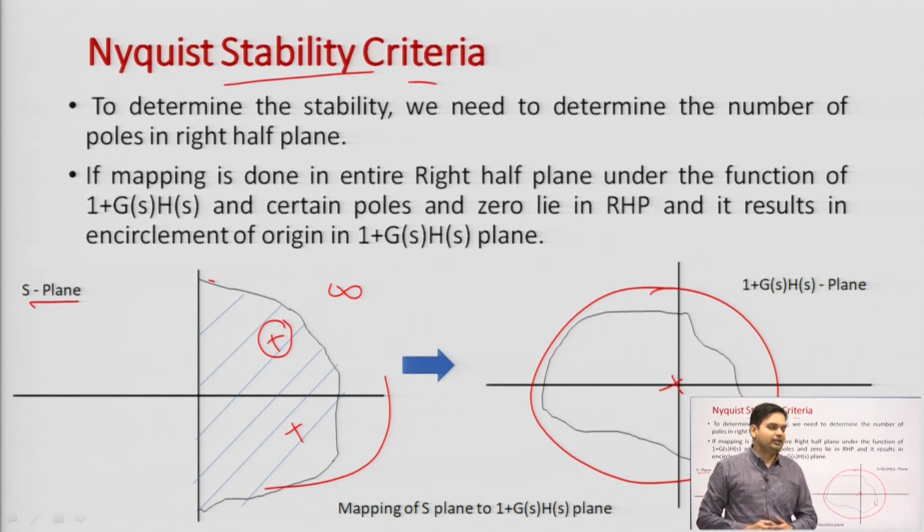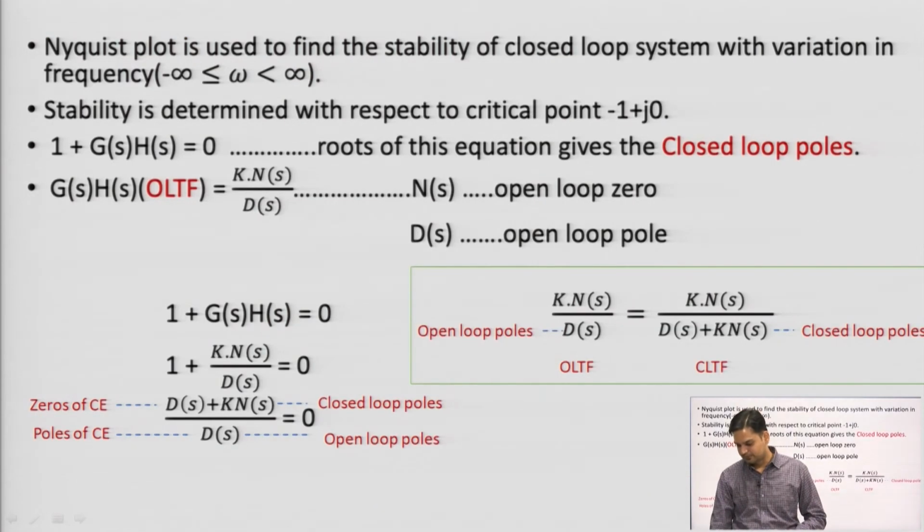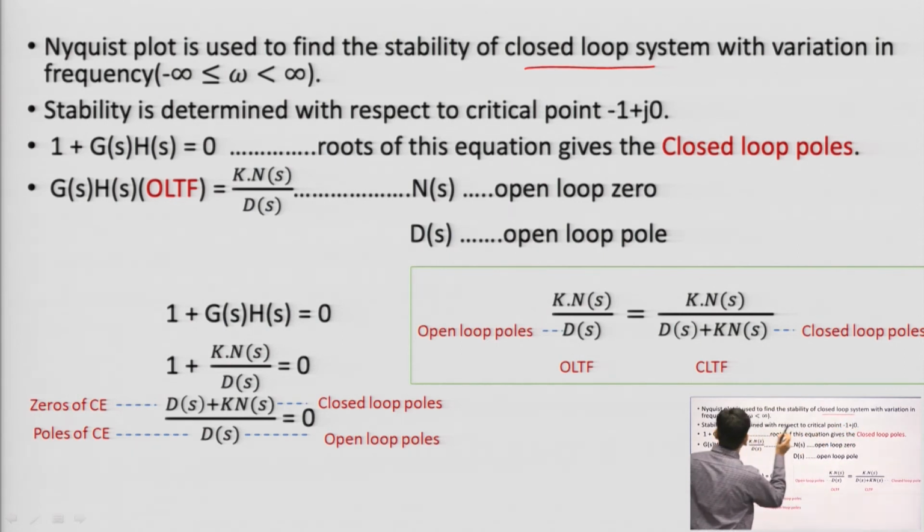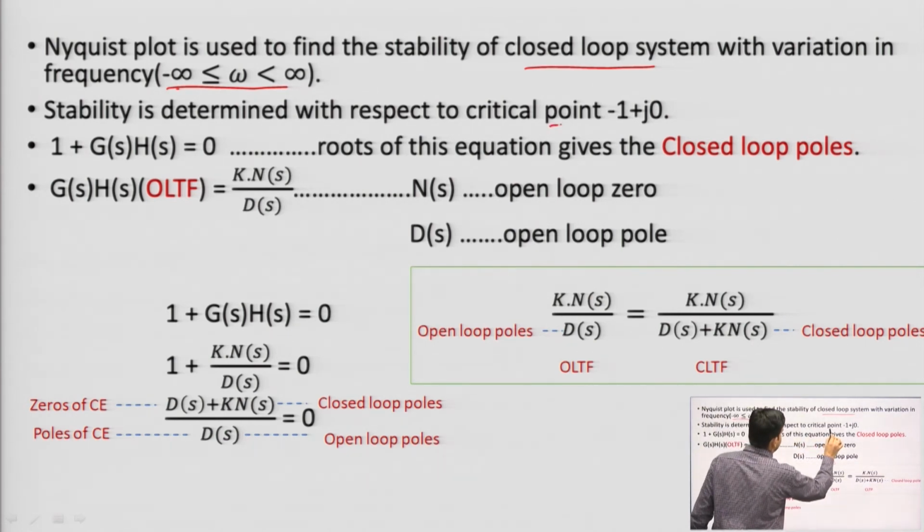So, here this encirclement we have to observe in the complete right half plane for infinite values, so that we can scan all the right half closed loop poles. Okay. So, here we are moving this closed loop in the right half plane by varying frequency omega from minus infinity to plus infinity, okay, and stability is determined with respect to the critical point minus 1 plus j 0.